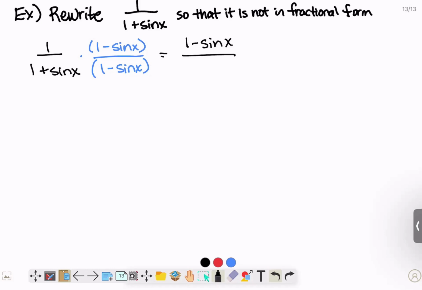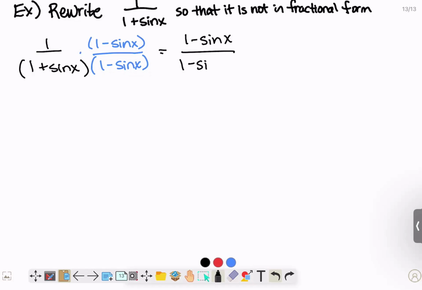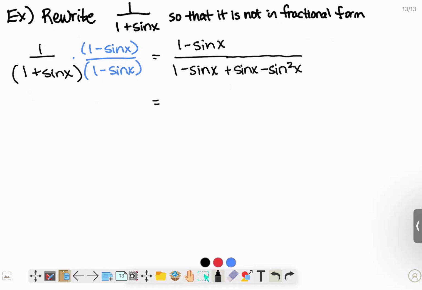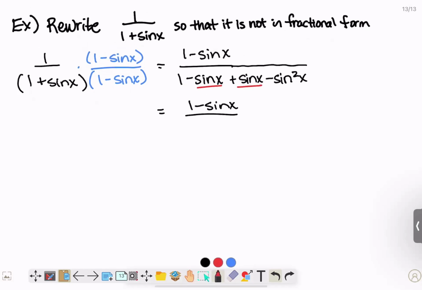So this is FOILing, or it's a difference of squares. Maybe you see that, but multiplying everything in the first parentheses by everything in the second. So 1 times 1, 1 times minus sine, sine times 1, and sine times negative sine. Because we used the conjugate, that middle term cancels out. See, the negative sign and the positive sign, add them together, I get 0. So they cancel each other out. And what I'm left with is 1 minus sine squared.